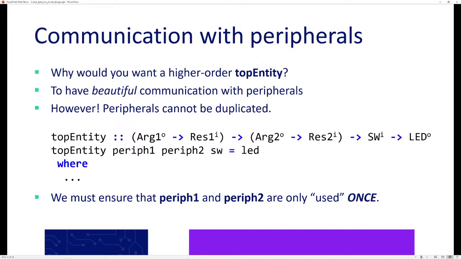But here's the catch, and this is where the linear types come in. We cannot duplicate these peripherals, right? They're outside of our control. Before, with whole program compilation, we could freely duplicate, because we're Clash, right? Clash duplicates functions. If we apply a function, we want to duplicate it. That's how the entire compiler is built. But we can't do that for things that are outside of our control. So we must ensure that these two functions are used only once, right?